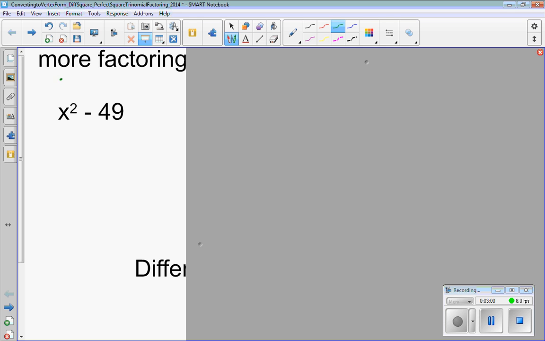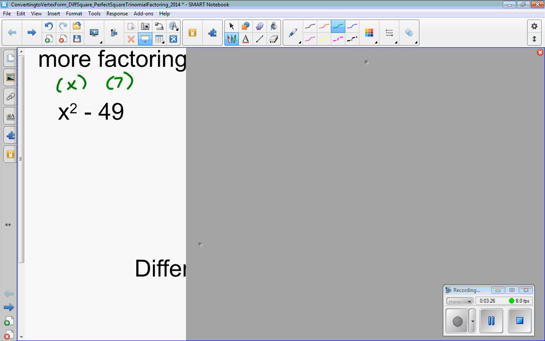Okay? And we need to think about what they are. I like to write them above, x and 7. That tells me that those are the two things that multiply to give me the perfect square. You can also think about the square root. The square root of 49 is 7. The square root of 100 is 10. The square root of x squared is x. So I have x and 7. Those are going to be like the a and the b that you have in the formula.